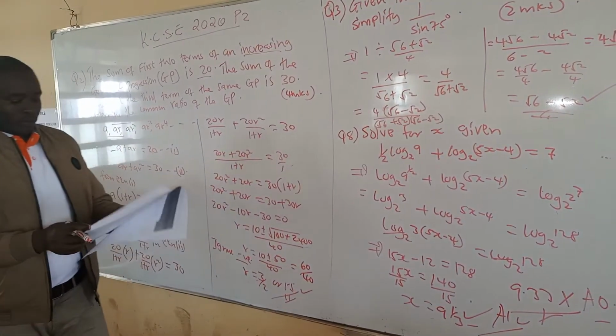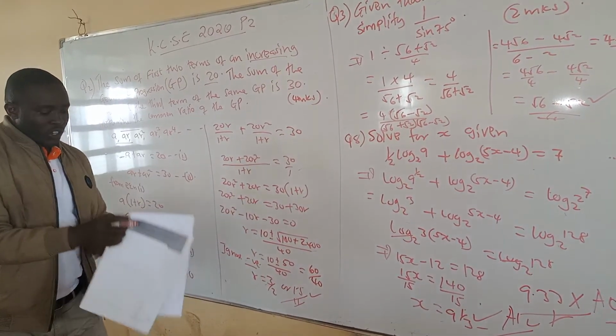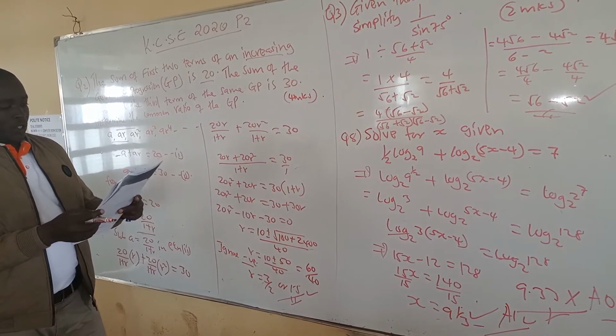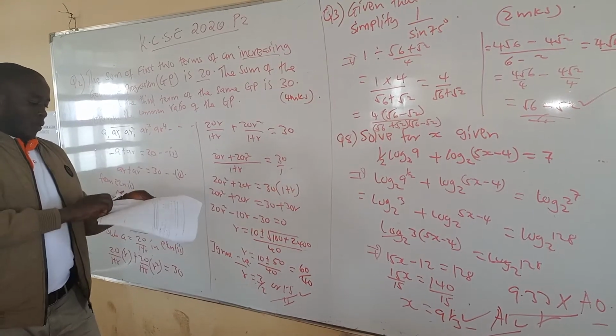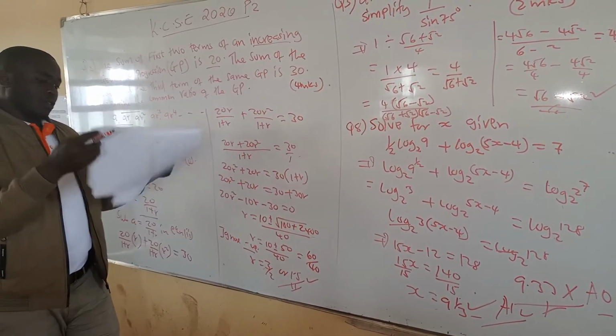I also like to do two more questions in section A that seemed tricky, but they were not tricky. It's only that students did not take them seriously. I want to do question number 10 of the same.